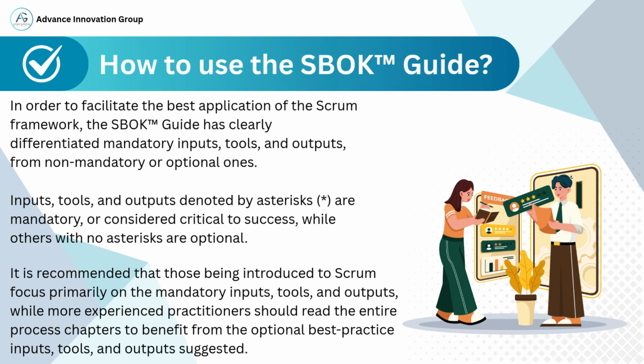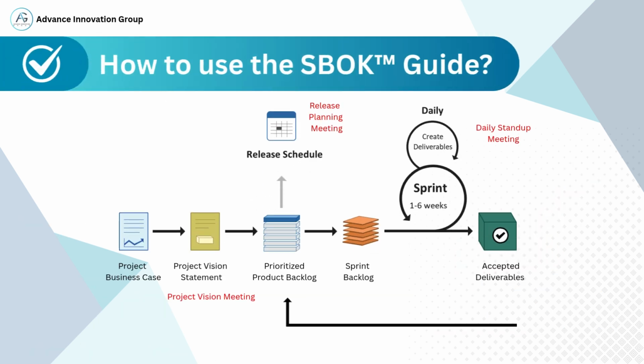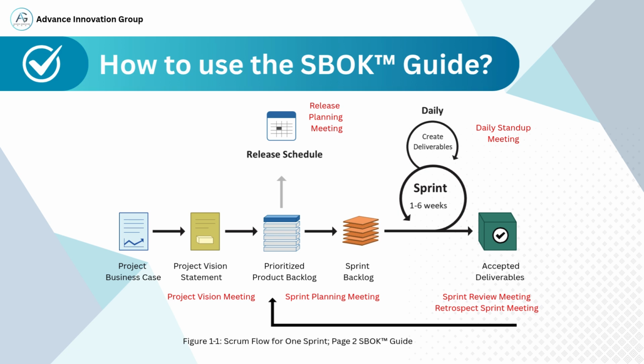This visual represents the end-to-end Scrum flow for one sprint, as outlined in the SBOK guide. It all starts with a project business case, which explains the need and value of the project. From there, the project vision statement is created during the project vision meeting. Next, we develop a prioritized product backlog, often supported by a release planning meeting. Then comes the sprint planning meeting, where a sprint backlog is created, detailing what work will be done during the sprint.